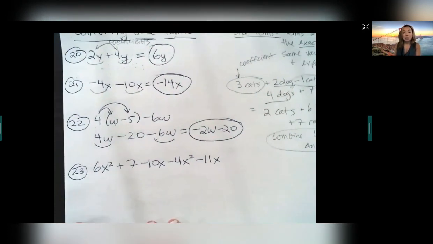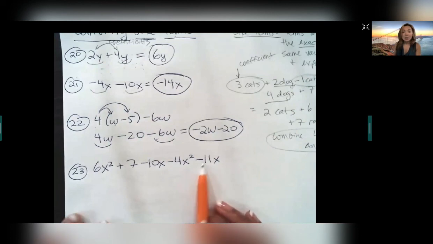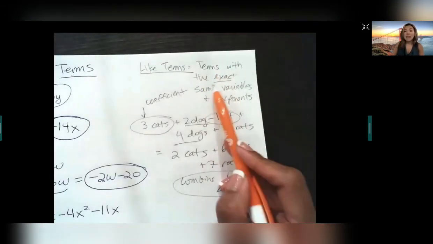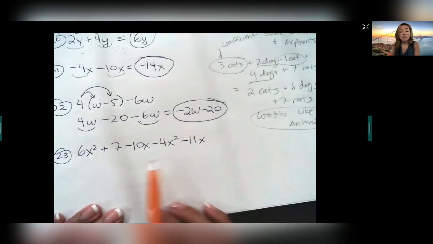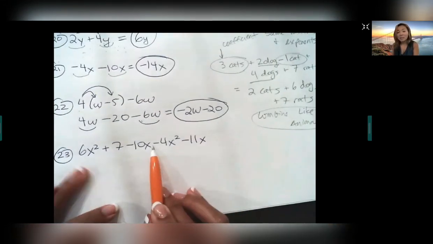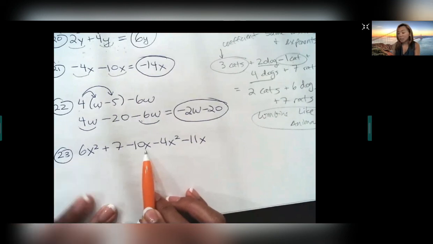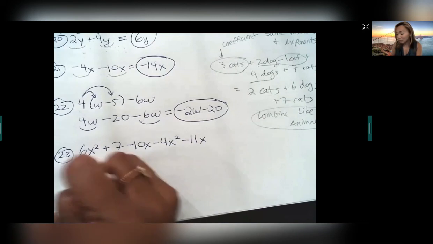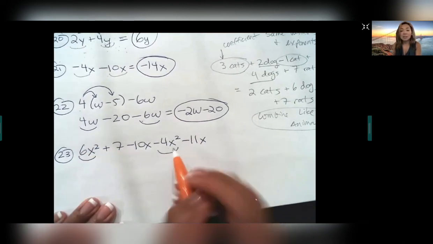Last but not least, number 23. I look at this and I say, okay, what animals are the same? Remember, like terms have the exact same variables and exponents. So even though I see an x squared and an x here, these are not like terms. Like terms are the ones with exactly the same exponents. So x squared here and x squared here. These are the like animals.